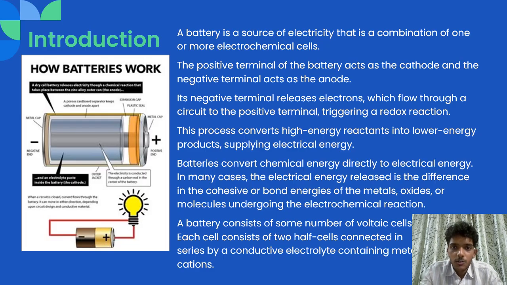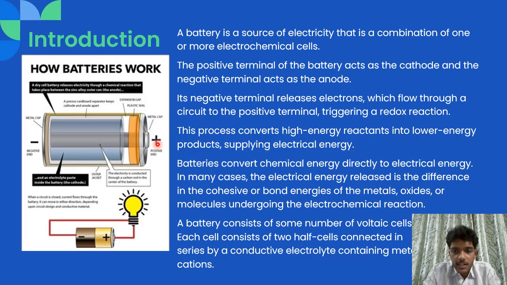A battery is a source of electricity that is a combination of one or more electrochemical cells. The positive terminal of the battery acts as the cathode, and the negative terminal acts as the anode, as we can see in the diagram here. The negative terminal releases electrons which flow through the circuit to the positive terminal, triggering a redox reaction. This process converts high energy reactants present in the battery before any chemical reactions occur into lower energy products supplying electrical energy. Batteries convert chemical energy directly into electrical energy.